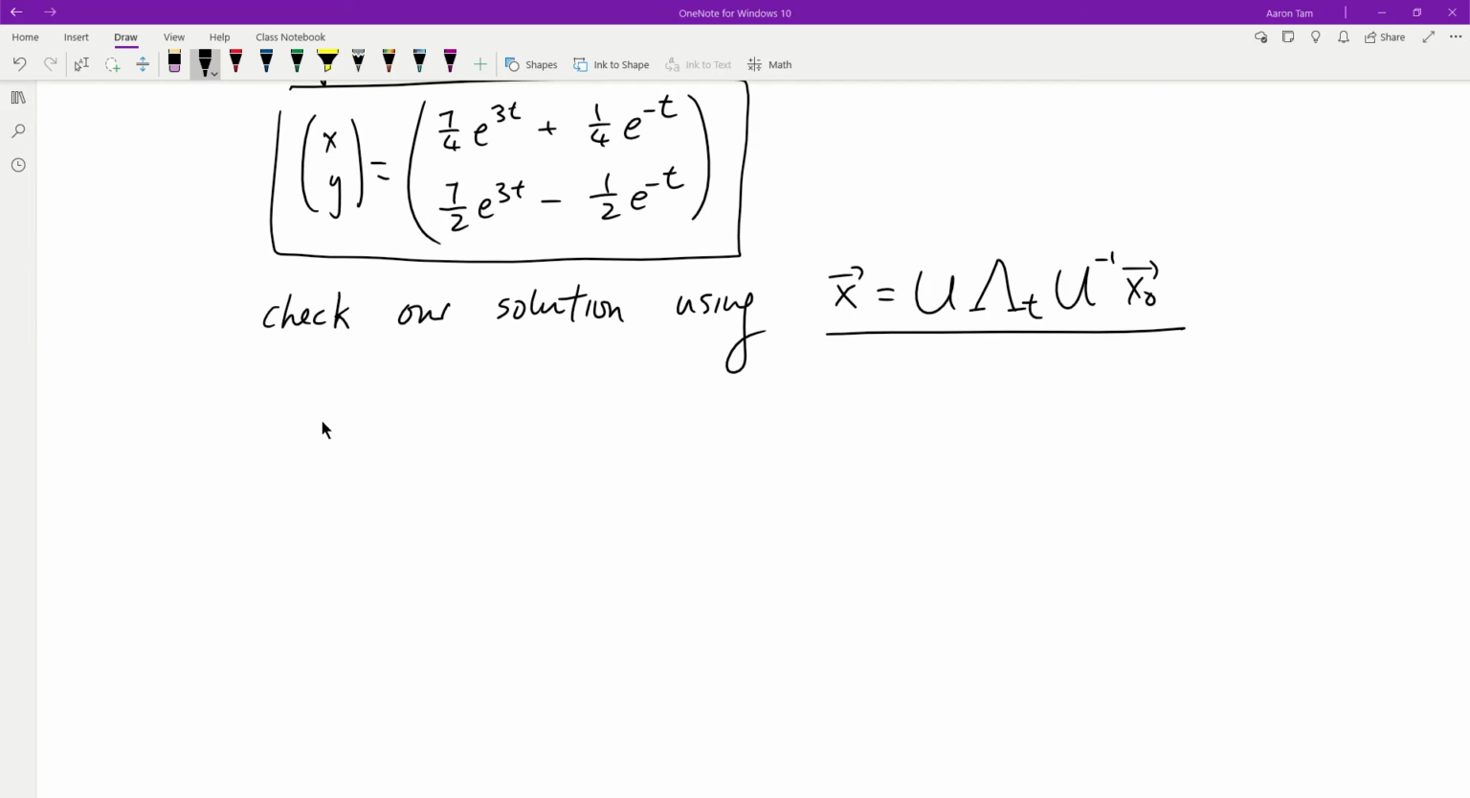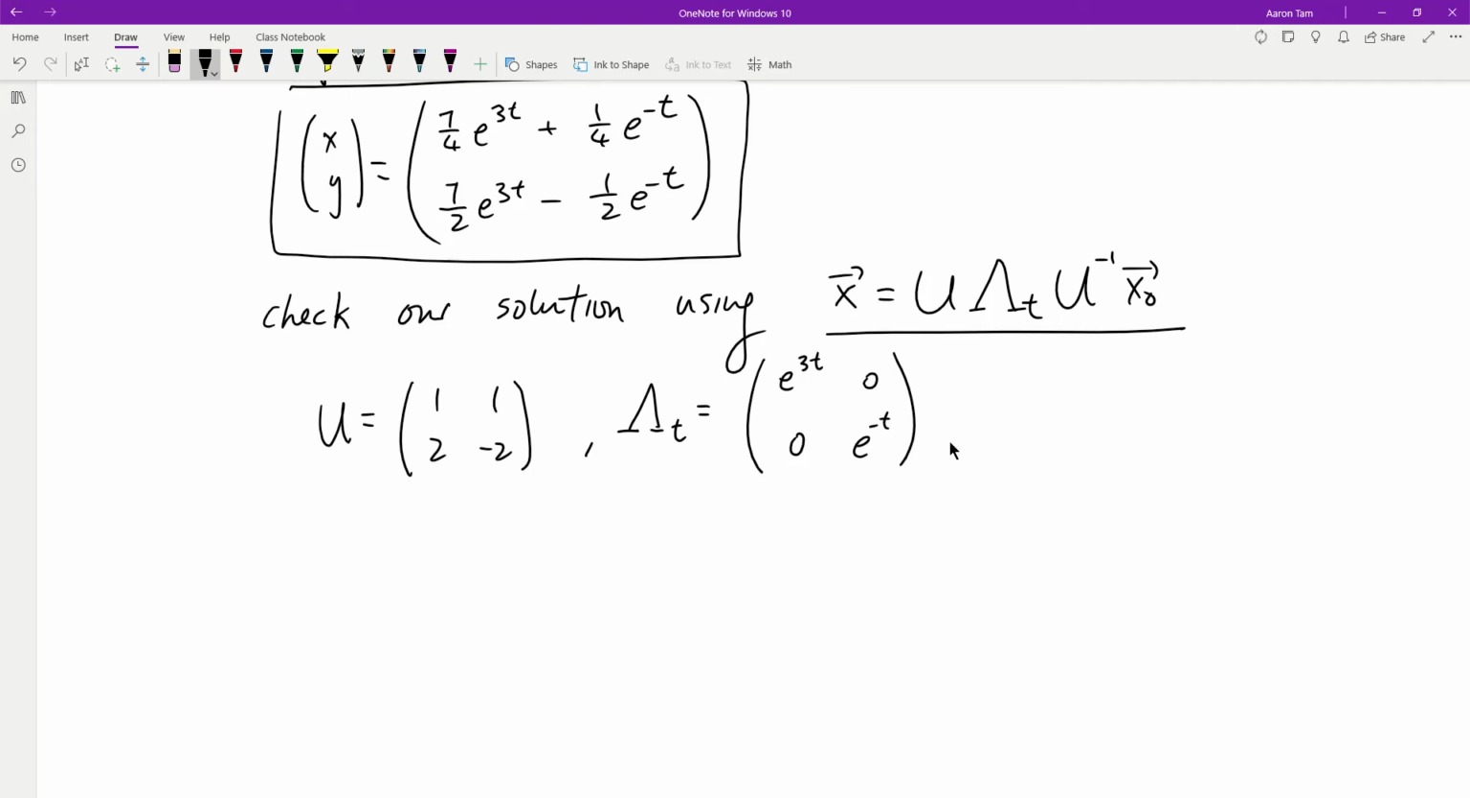So here, first of all, I'm going to form my matrix U. My matrix U would have to be 1, 2, 1, -2. And with that, I have our corresponding lambda t, which, since I use 1, 2 as the first column, I have to use e to 3t because it's the corresponding eigenvalue 3. 0 here, and e to -t.